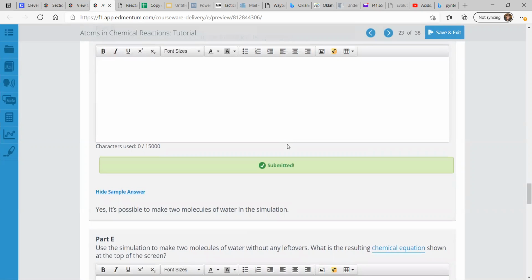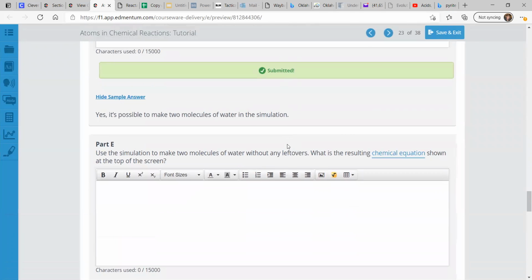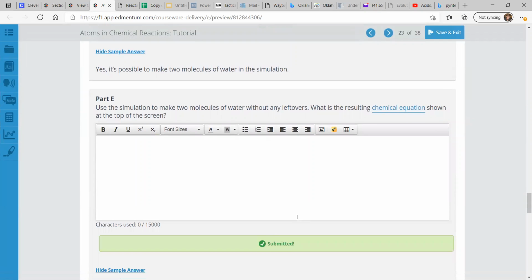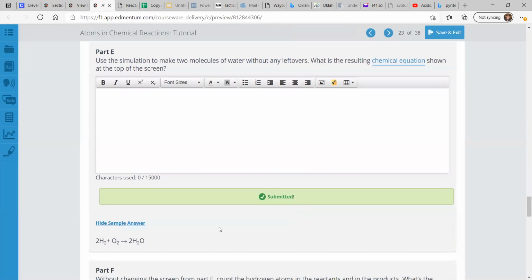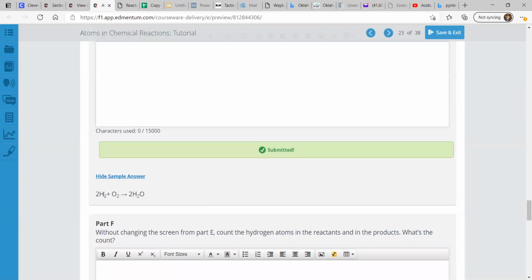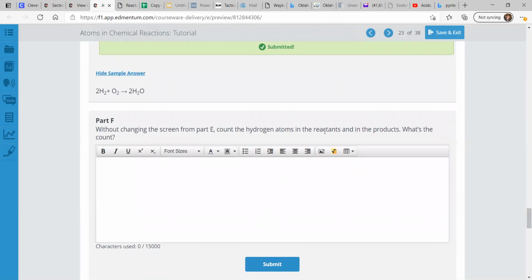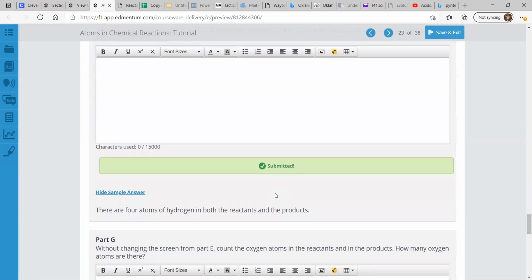So you can make 2 molecules. You can't make 1, but you can make 2. And the top shows you the example: 2H2 plus O2 equals 2H2O. Without changing the screen from part E, count the hydrogen atoms in the reactants and the products. What's the count? So you have 4 atoms of hydrogen in both the reactants and the products because it's a balanced equation.